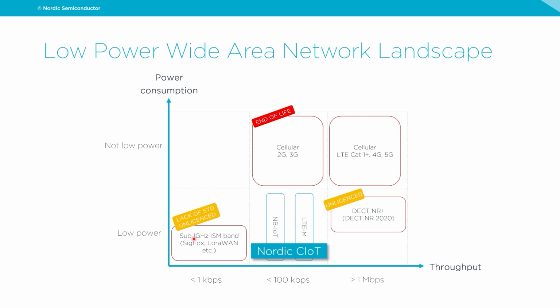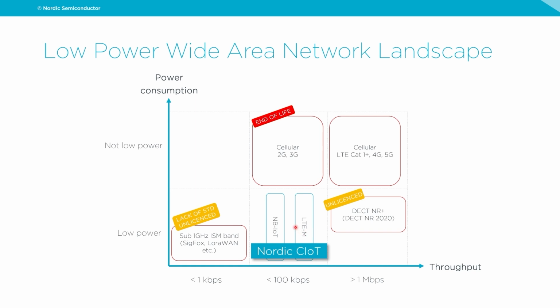Then if we move over to this low power part of the chart, on the lower throughput spectrum, you have a variety of sub-gigahertz technologies operating in the ISM band, which is unlicensed. Things like Sigfox or LoRaWAN fit into this part. And then on a bit higher throughput, you have the newly introduced DECT NR+ that Nordic is also supporting. DECT NR 2020 is another name that you might see this one going by, which is the technical name in the specification.